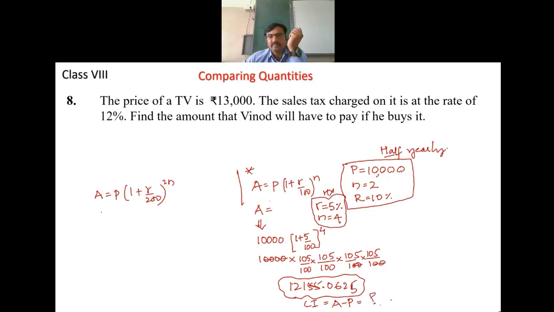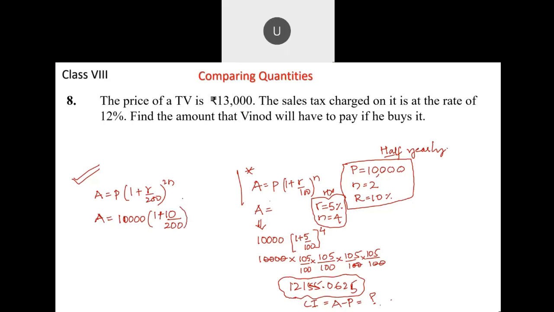If you want to use the R by 200 method, listen. A is equal to P, which is 10,000, multiplied by 1 plus rate of interest. You should consider 10 only because it is R by 200. So 10 by 200, raised to the number of half years. N should be taken as 2. 2 times 2 is 4. The same answer we get. Here this can be simplified.